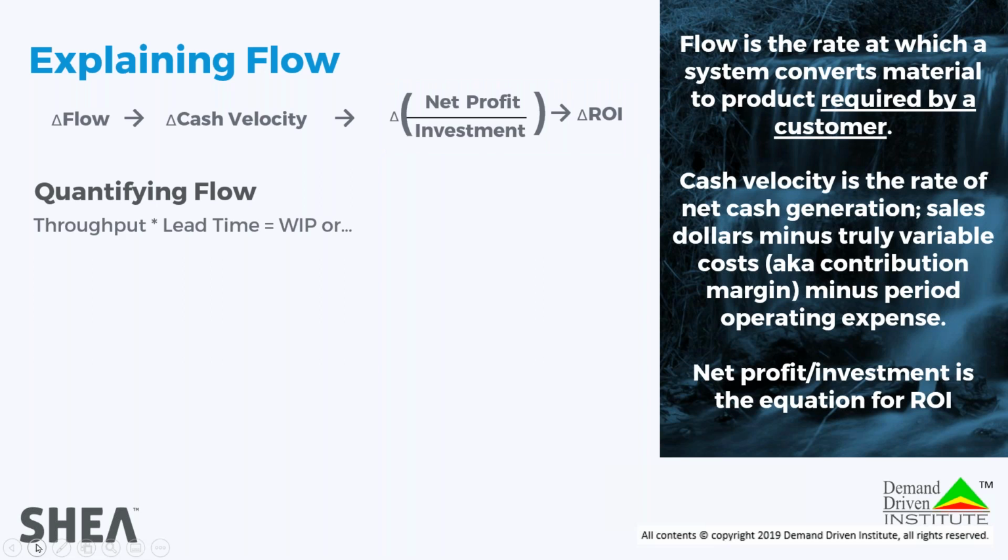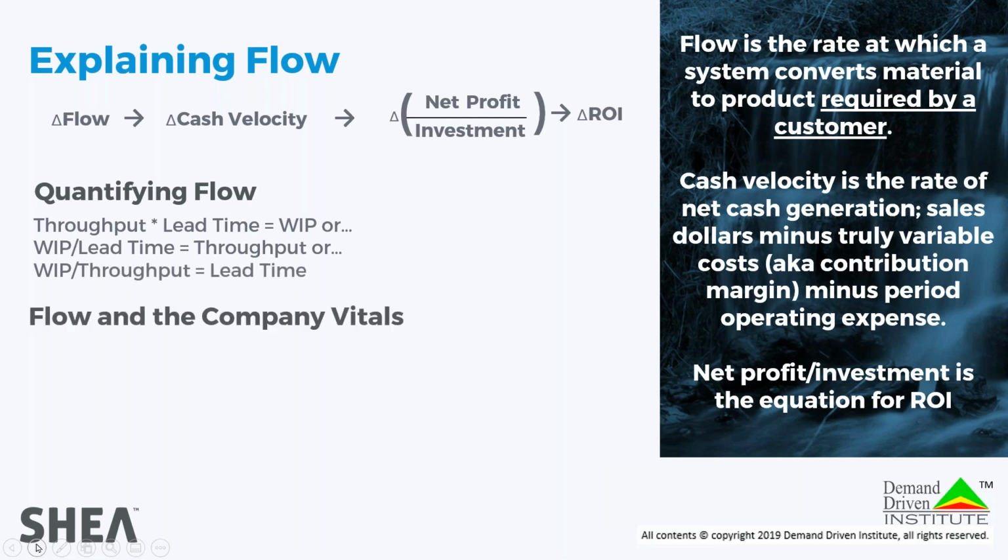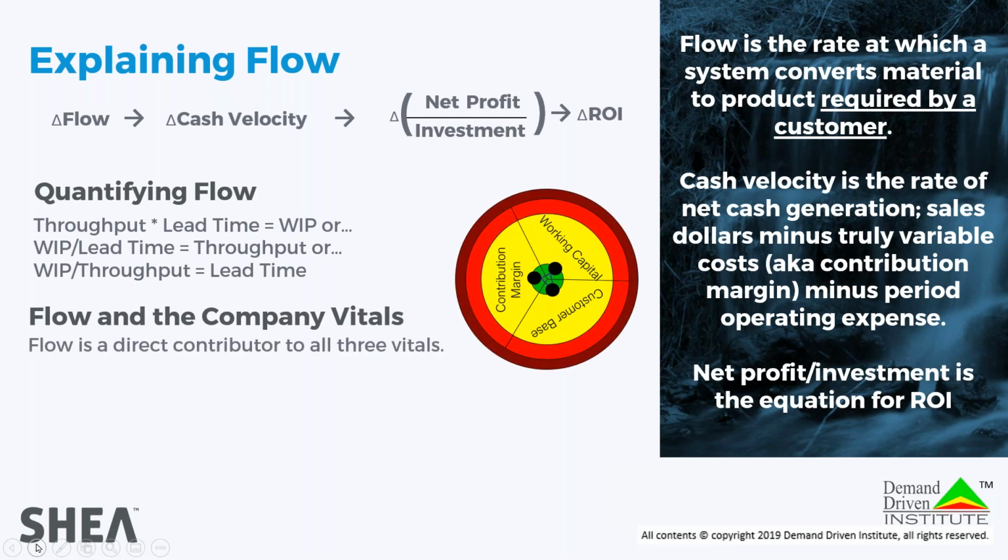We can even quantify flow. And if you want to look this up, you can Google something called Little's Law, and you can understand how this came about. But essentially, if we take our throughput times our lead time, we can quantify our WIP. And with mathematics, of course, we can solve for each of the variables. But one of the more important things to understand about flow is that it's a direct contributor to all three of the company vitals.